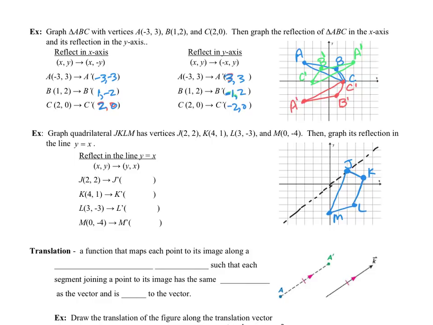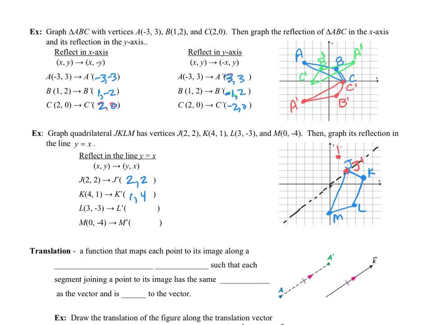Now, to reflect this quadrilateral in the line y equals x, we will follow this rule. x, y just becomes y, x. So our first point, 2, 2, just stays the same, okay, because x and y happen to be the same. So 2, 2 will become 2, 2, all right. And notice that that point is on the line of reflection, so J and J prime are the same point, aren't they? All right, and then the point 4, 1, we're going to take that x and y and switch them. So 4, 1 will become 1, 4. Let's go ahead and plot that point.